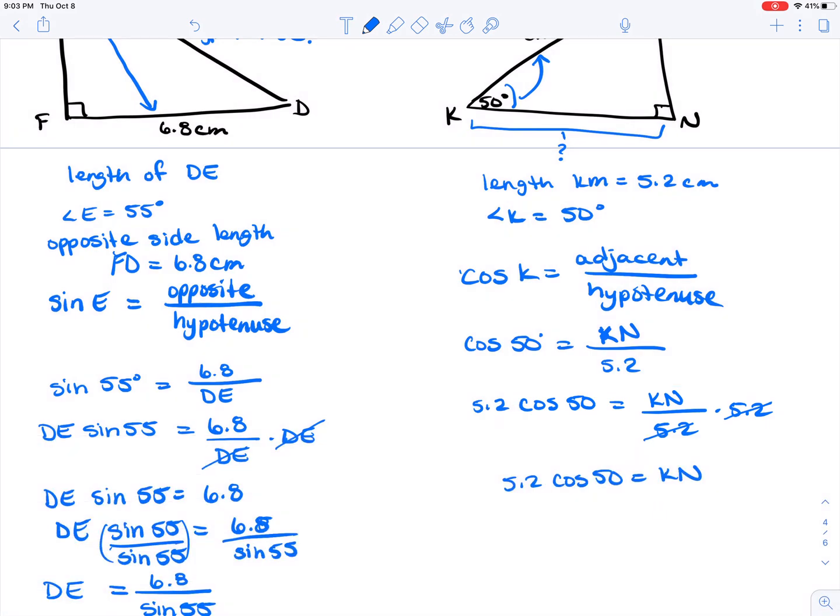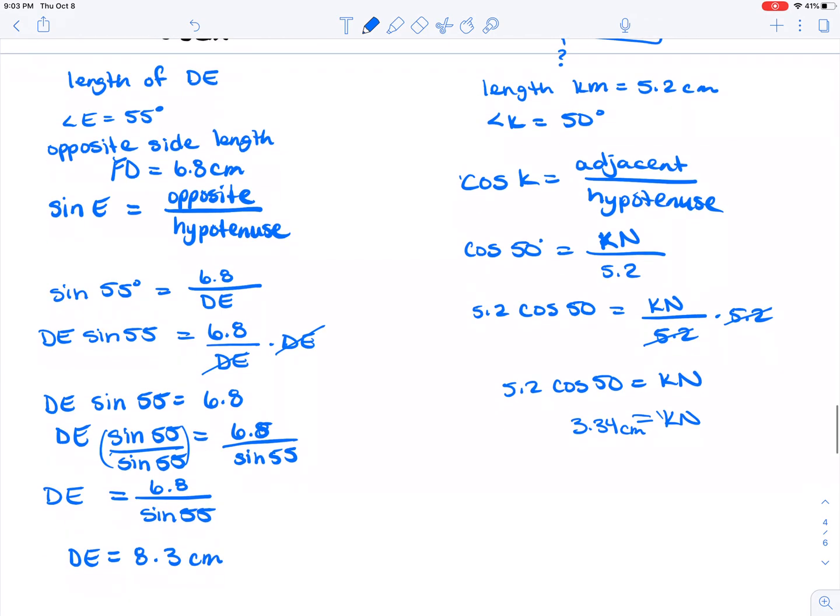And KN equals 3.34 centimeters. Now, 5.2 is to the nearest tenth, so I'm going to round to 3.3 centimeters. And that's my answer for the length of KN.